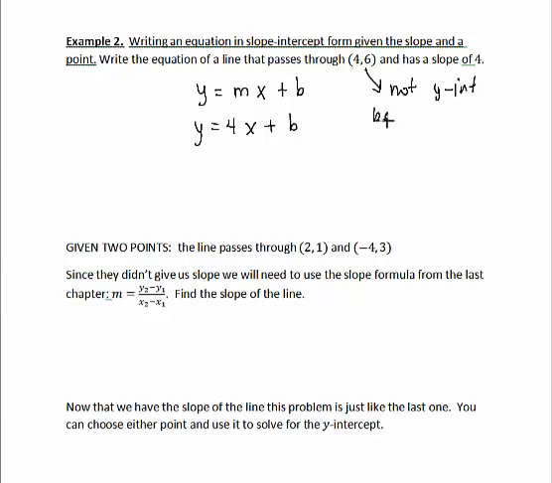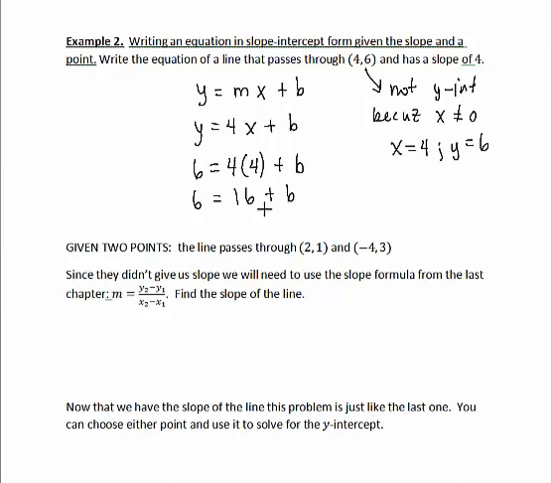y-intercept, because x does not equal 0. But what we do have is an x value for a given y value, and we can replace our variables in this equation with 4 and 6. 6 takes the place of y, 4 takes the place of the x, and now the only variable missing is the b, and so we get the b by itself.